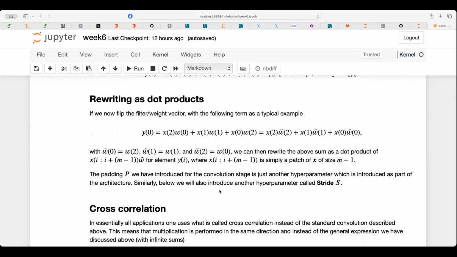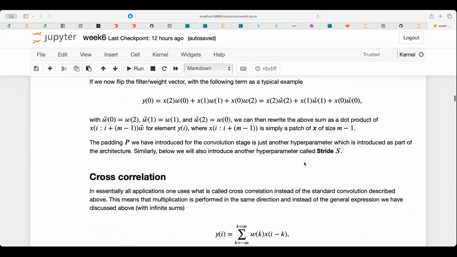There is another parameter which we are going to introduce, which is called a stride. So we're going to look at that after the break and look at how we define that one and why this is also an important parameter.